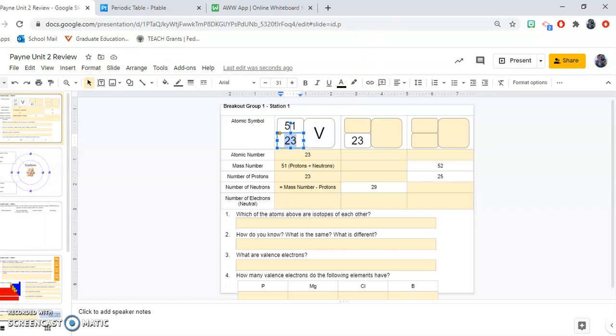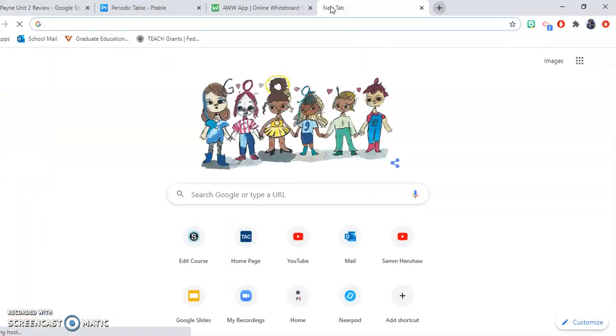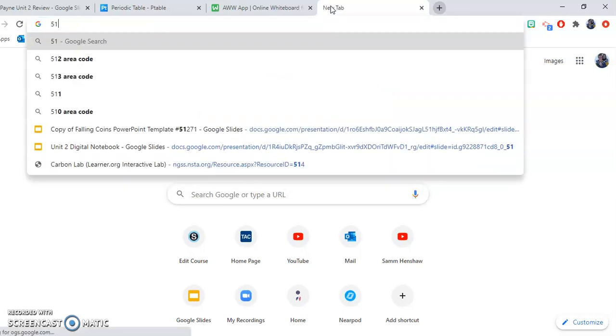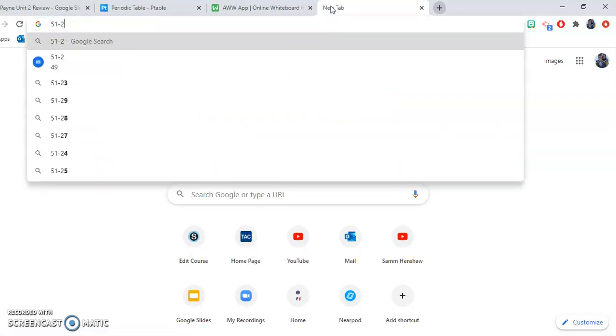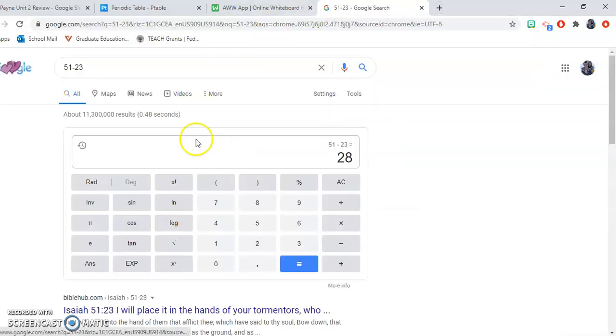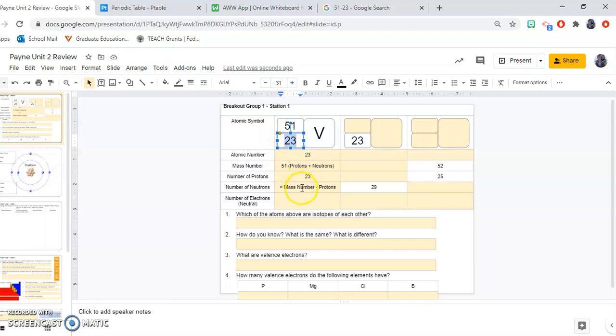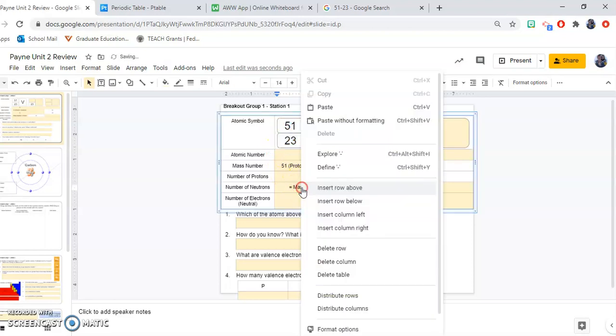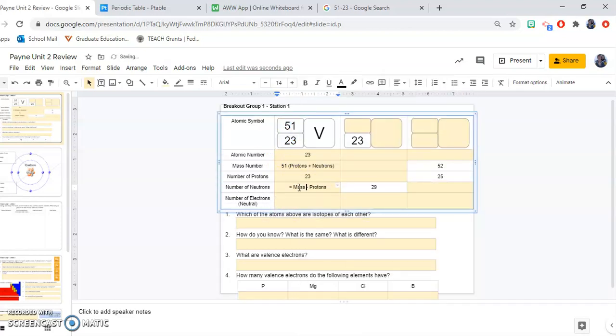So let's do that math, and I'll do it through Google so you guys can see. We take our mass number, which is 51, then we subtract 23. And of course, Google's awesome with a calculator, we get 28. So we're going to see our number of neutrons is, let's highlight it, 28.